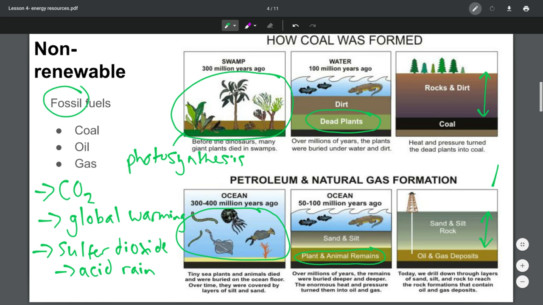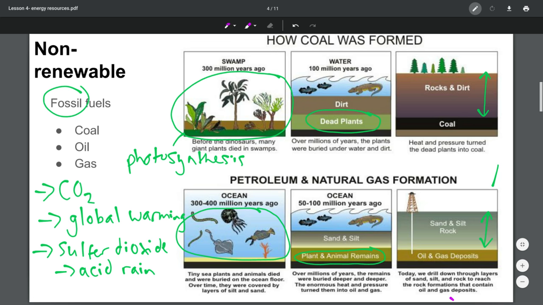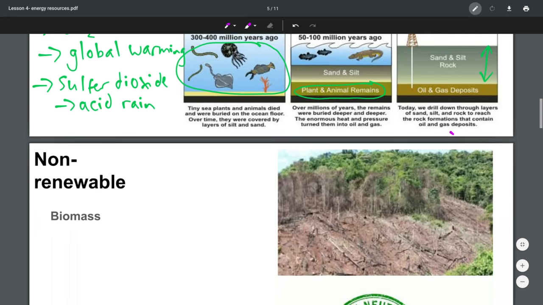Good things about it though, I'm going to change colour, see if I can put some good things on. Generally, it's very cheap, easy to get hold of, easy to transport, easy to make electricity with. Okay. I think that is all I've got to say about the non-renewable fossil fuels at the moment.